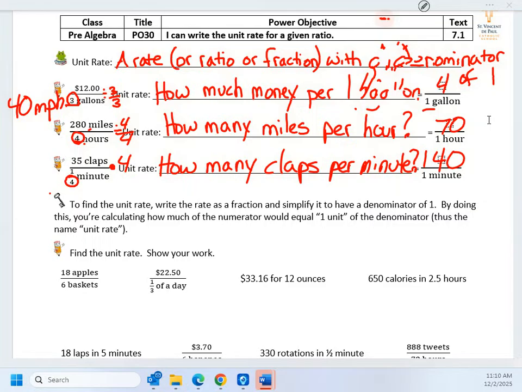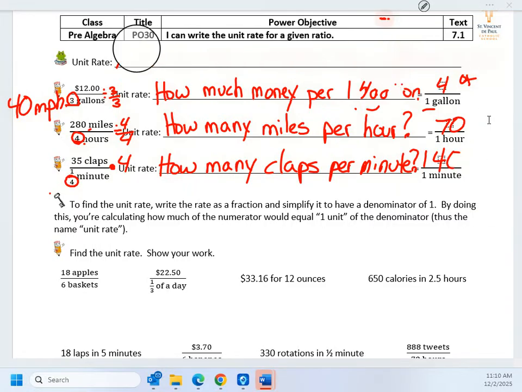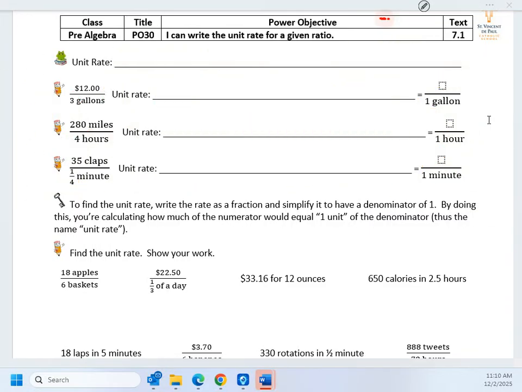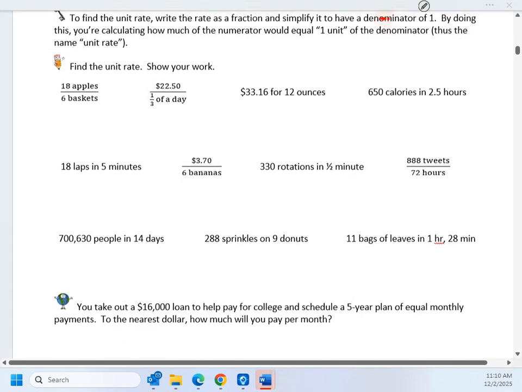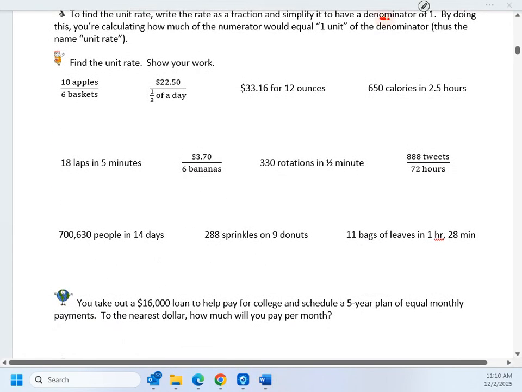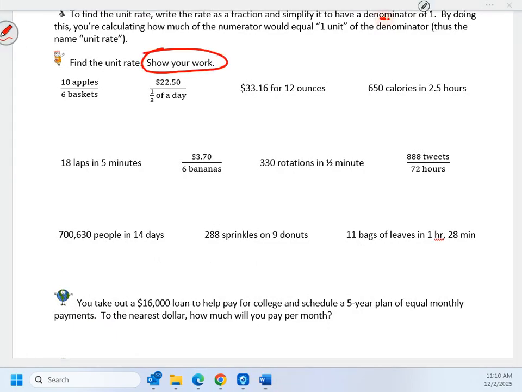So, let's scroll up and look at our work. Find the unit rate, show your work. So we're gonna put what the scale factor is that we're either dividing up or multiplying up.